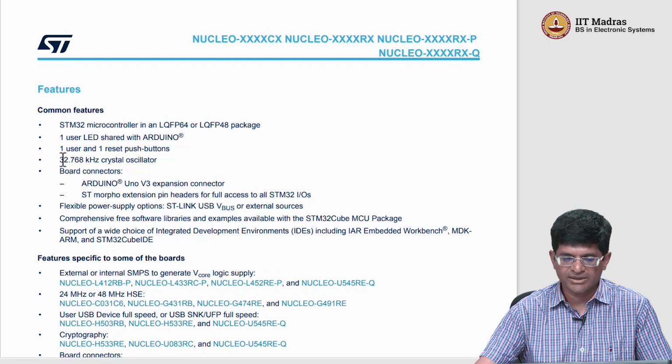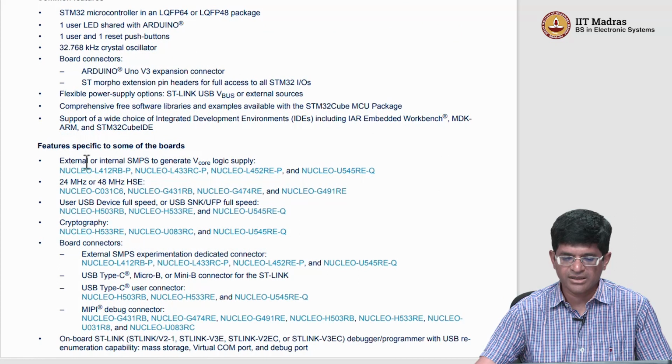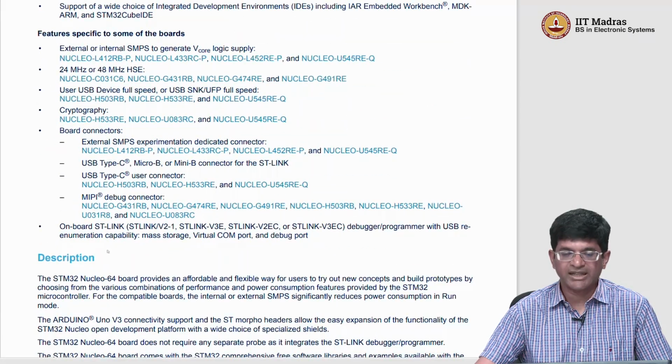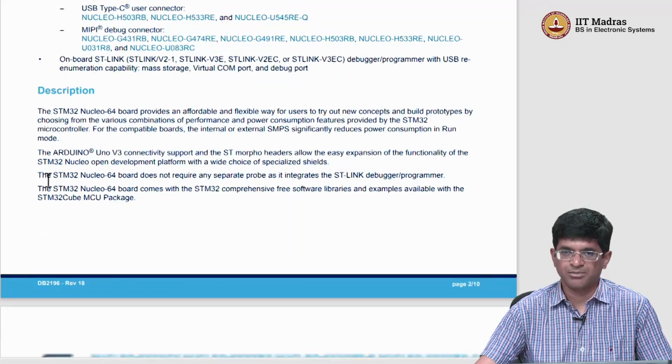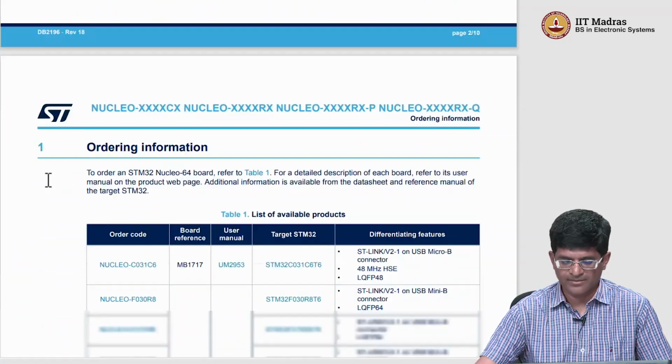What is important is that it gives you a list of common features and also tells you something about what is specific to some of the boards. In particular, some of the boards provide you with USB connectivity, some of which have cryptography primitives built into them, so they can actually do high speed cryptography, encryption, decryption and so on. The different kinds of connectors available on the boards, the debugging capabilities, and then of course a little more actual description of the boards themselves.